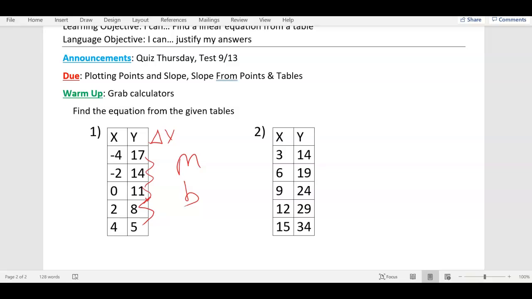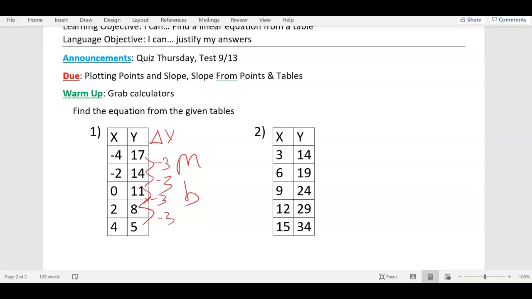Okay, everyone else, y'all see that? 17 down to 14. It's going down. Do not forget the negative sign, okay? So negative 3, 14 down to 11, negative 3. It just so happens to be going down 3 every time, which is great.